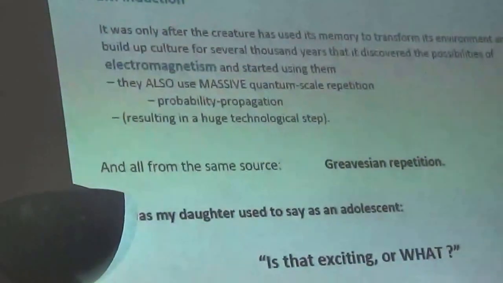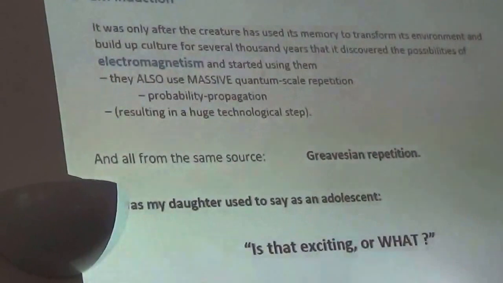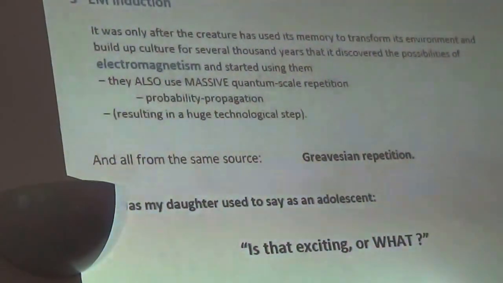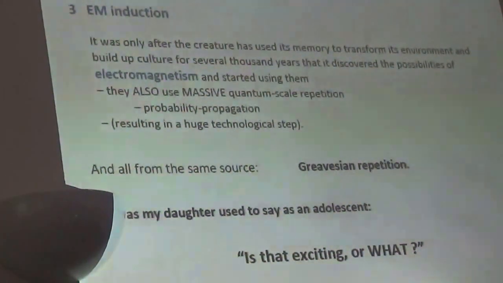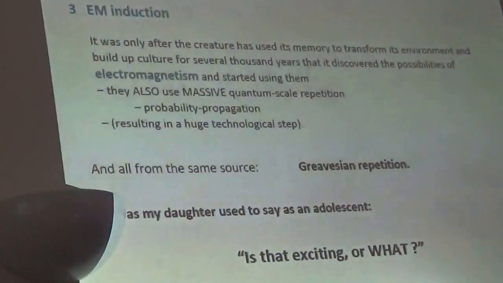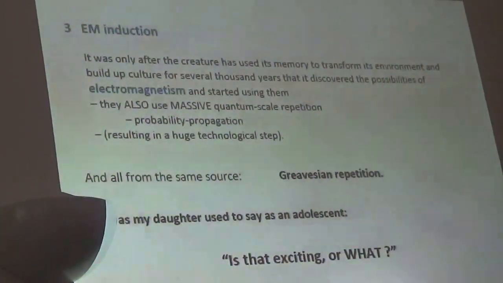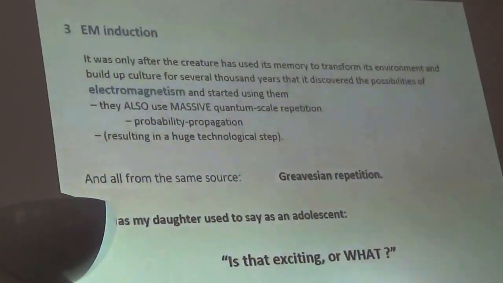Electromagnetic induction. After this creature had come out of the sea, developed a brain, and used its memory to transform its environment to build up culture, only then did it discover something called electromagnetism and start using that. What's the next thing we're going to discover? They also use massive quantum scale repetition. That's what electromagnetism uses, massive quantum scale repetition to propagate information, which is a good technological step for us.